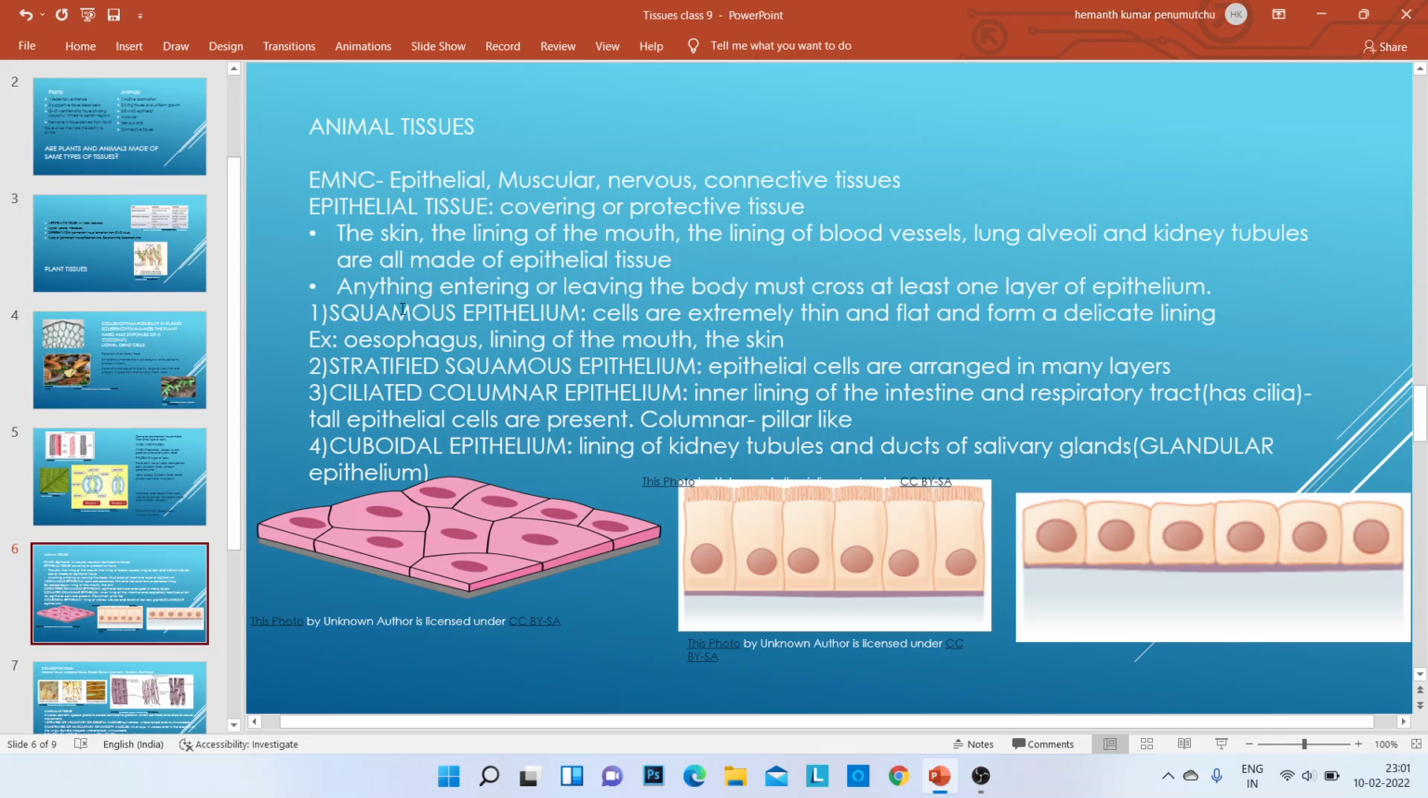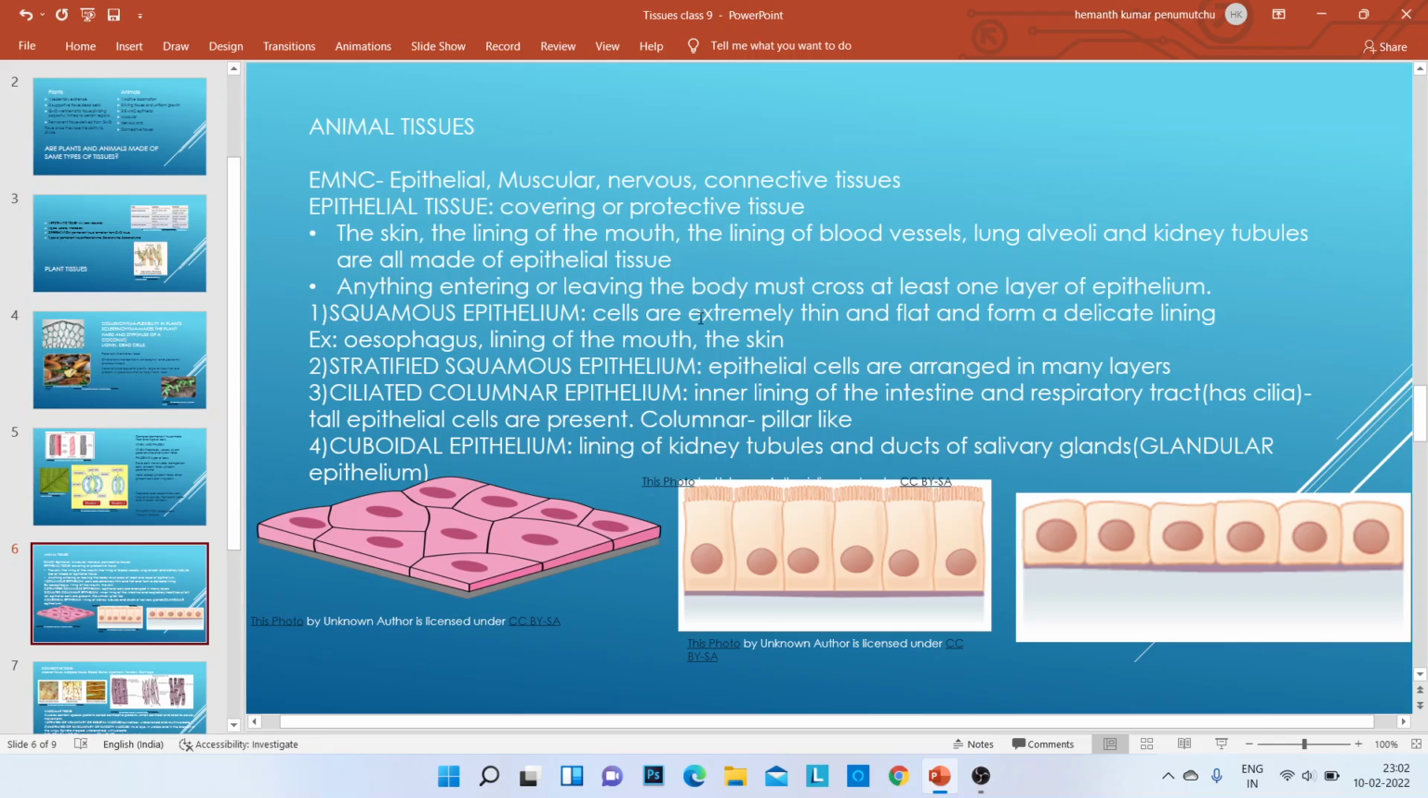The subtypes of epithelial tissue are squamous epithelium, stratified squamous epithelium, ciliated columnar epithelium, cuboidal epithelium. These are based on the pattern of the epithelium. If you see this epithelial tissue, it is extremely thin, and it is also flat.